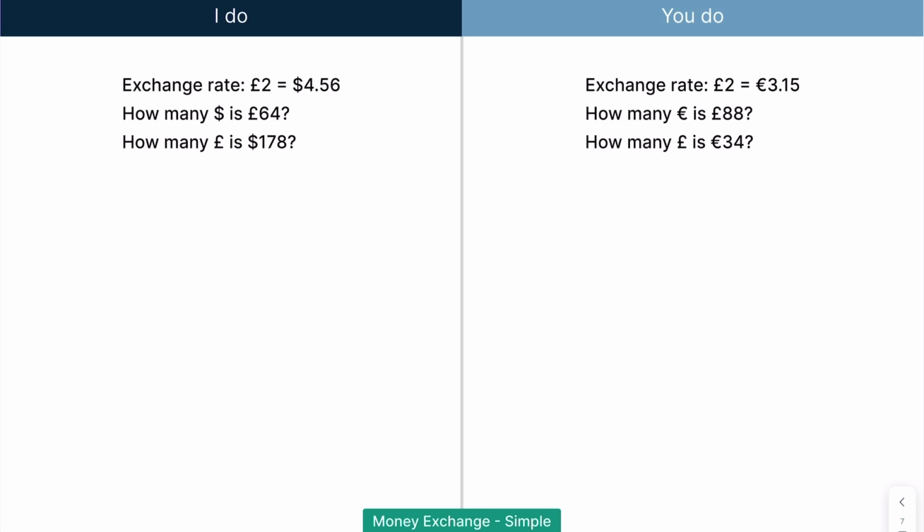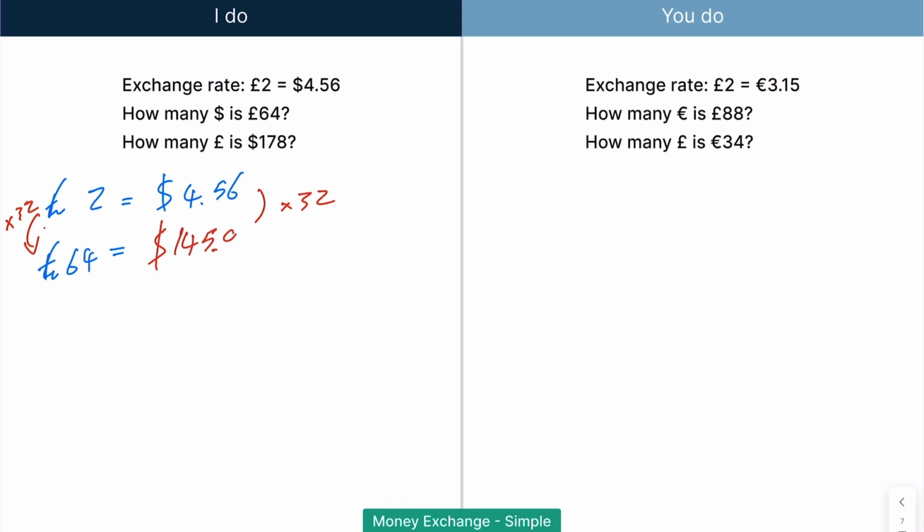Okay, so moving on. Again, this is the exact same approach as the last one. So write the exchange rate down. Write down what they've asked for. So this time they've asked for £64. So ask yourself the question, well, how do I go from here to here? So divide the two: 64 divided by 2. So this has been multiplied by 32 because it's getting bigger. So multiply this side by 32, and you have your answer to the first question, which is $145.92. And that is the answer to that one there.